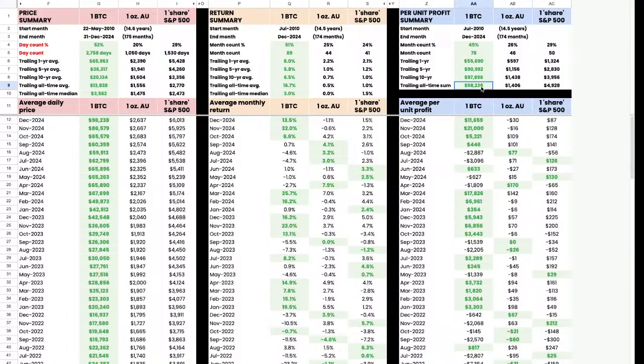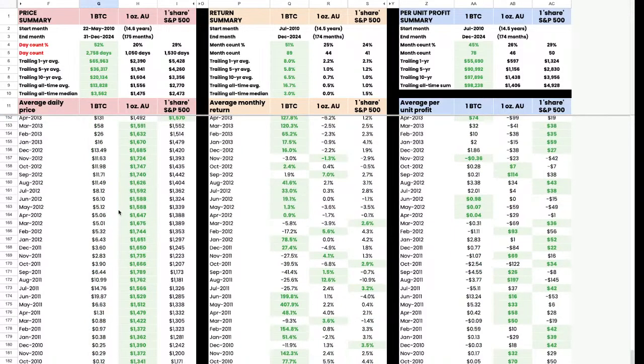Now this one is interesting here. Look at this trailing all-time sum. How did I calculate that? Well, again, because I don't have averages and medians here, there's a little bit different calculation for the per unit profit. You've got to wrap your head around it a little bit. So the trailing all-time is simply: I'm going to take the latest, which is 98,238, minus the first month average of our analysis period.